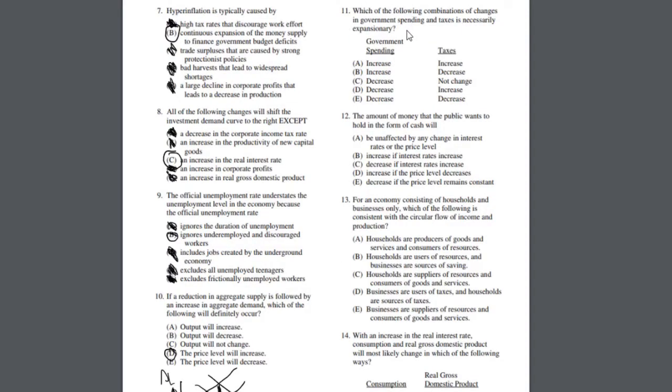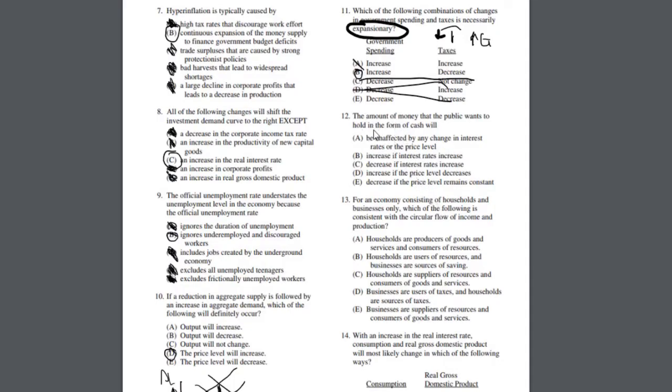Which of the following combinations of changes in government spending and taxes is necessarily expansionary? So expansionary policy, that's going to be a decrease in taxes. I don't know why. I think this is actually touch sensitive. Interesting. A decrease in taxes or an increase in government spending. So basically, we're just looking for everything that says increase in government spending. So all these are wrong because it already says a decrease. So now we're looking for an increase and a decrease. So the answer is B. Okay, so 11 is B.